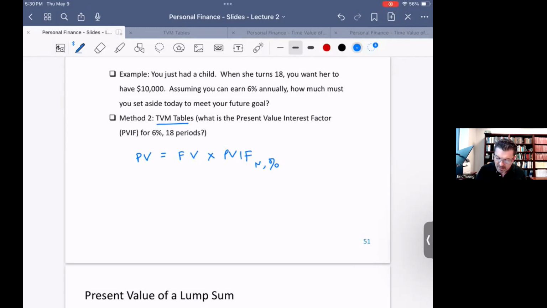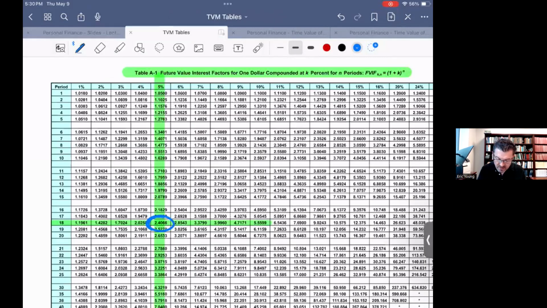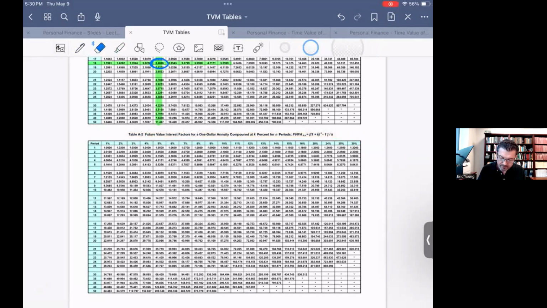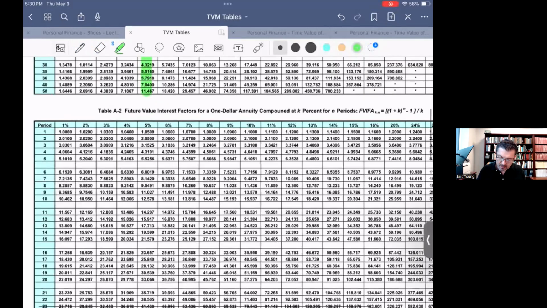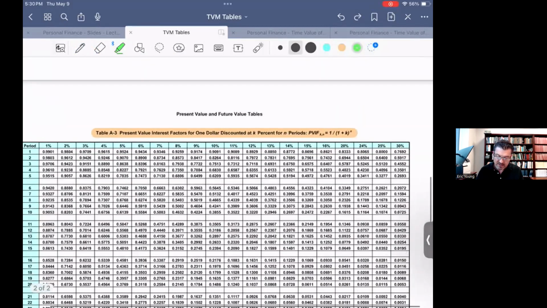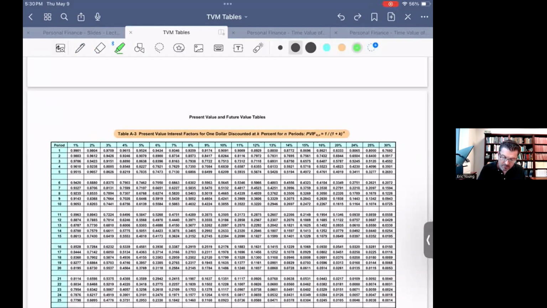Okay, so now we're looking at the present value interest factor. In this case, we would need the present value interest factor for 6% 18. Let's go to our TVM tables. Now, in this case, it's present value, so we've got to be looking at our table A2. The future value interest factor, oops, that's the wrong one. My apologies. We don't need A2, we need A3. Yep, that's it. We're doing it for the lump.